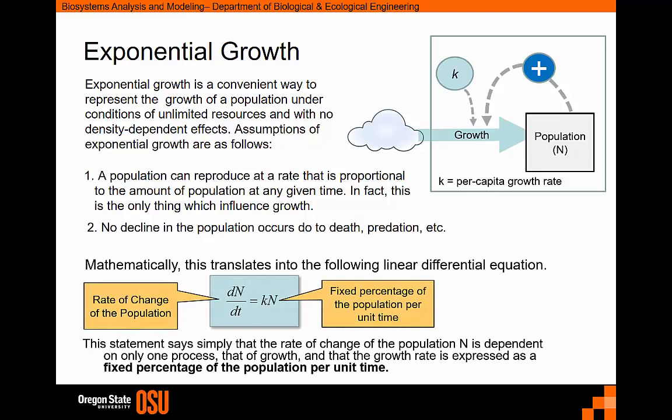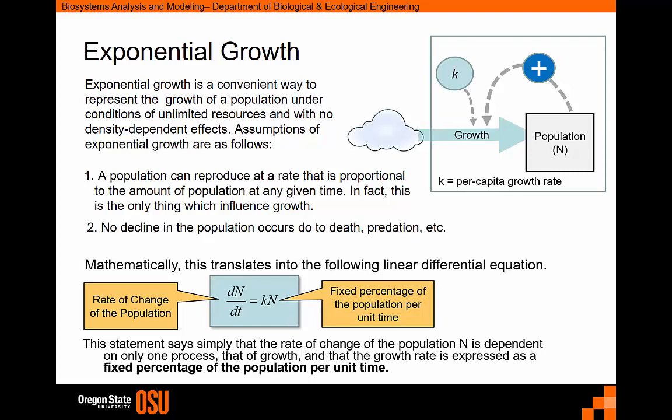Mathematically, we can capture this conceptualization with a differential equation describing the rate of change of the population. Translating the conceptual model, saying the rate of population change is proportional to the current population size, becomes dN/dt is equal to kN, where k is the proportionality constant, the per capita growth rate.